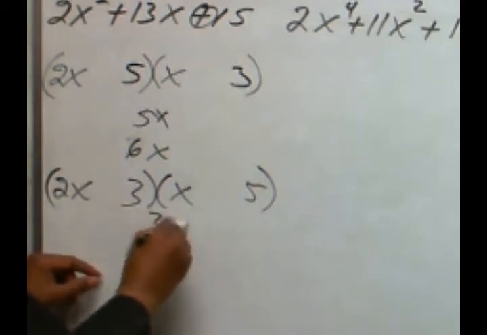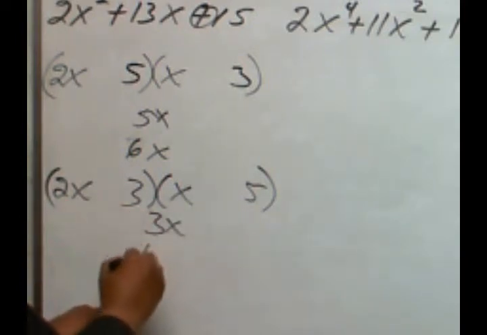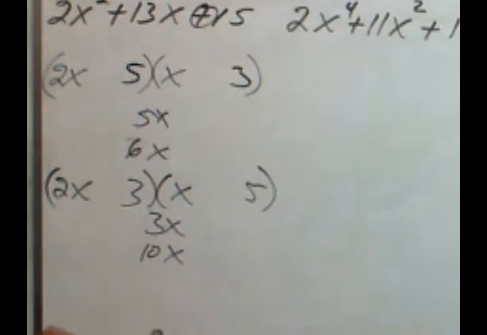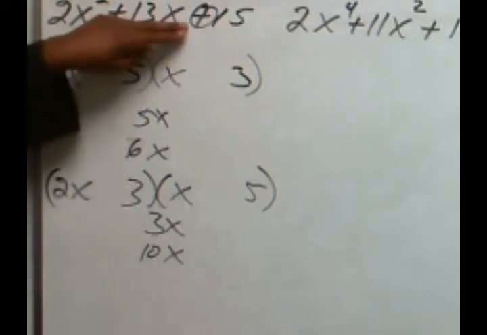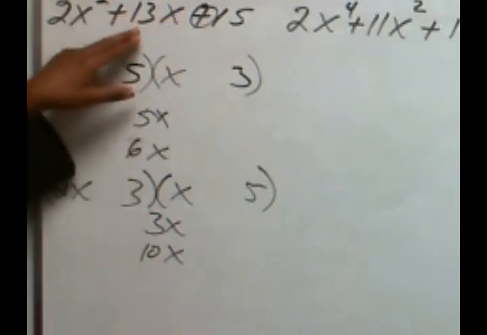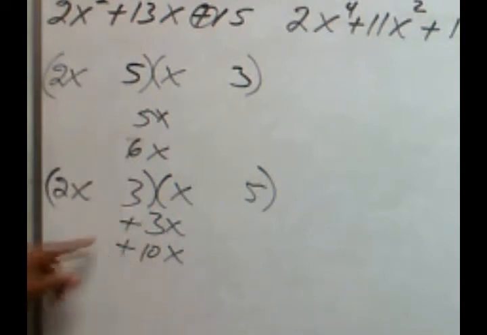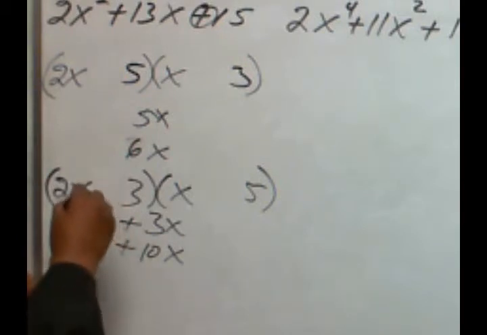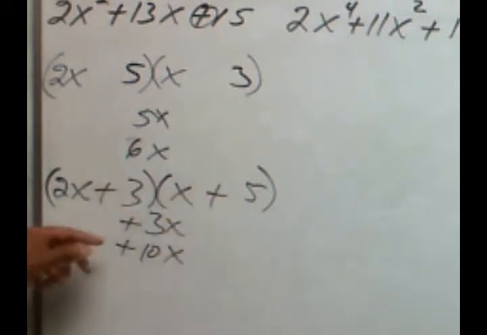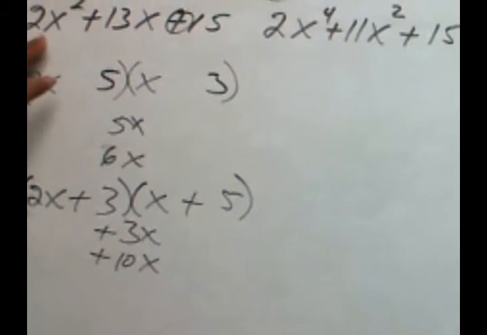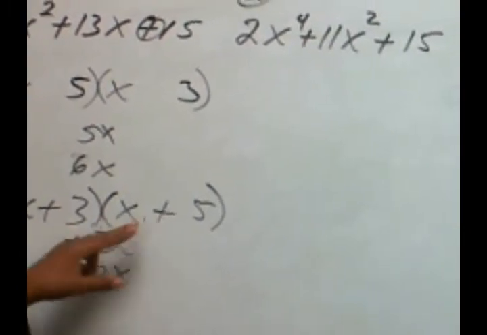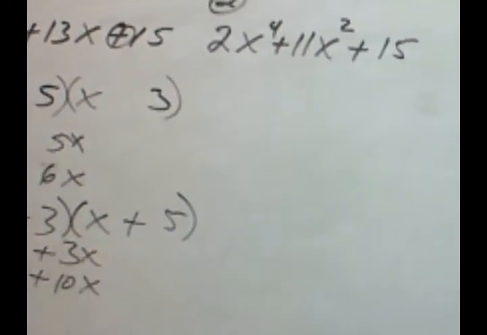Inside, this will give me a 3x, and on the outside, this will give me a 10x. Now the question is, can the signs be the same and I get a 13x with these? And the answer is yes. If I have both of these positive, I will get 13x. So positive, positive belong here and here. And this is what this trinomial used to be, these two binomials.